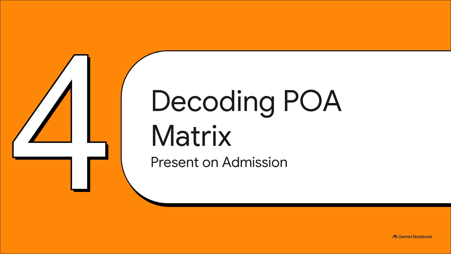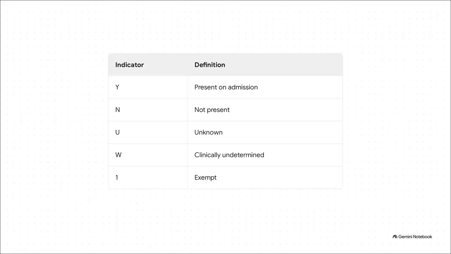All right, Section 4, decoding the POA matrix and those present on admission guidelines. Now that we know what gets coded, we have to determine exactly when it happened using Appendix I, the present on admission, or POA guidelines. Honestly, you've just got to memorize this matrix of the 5 official CMS POA indicators.